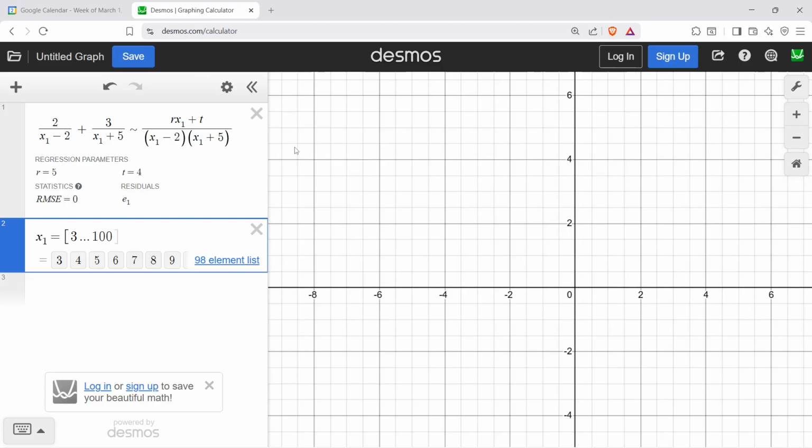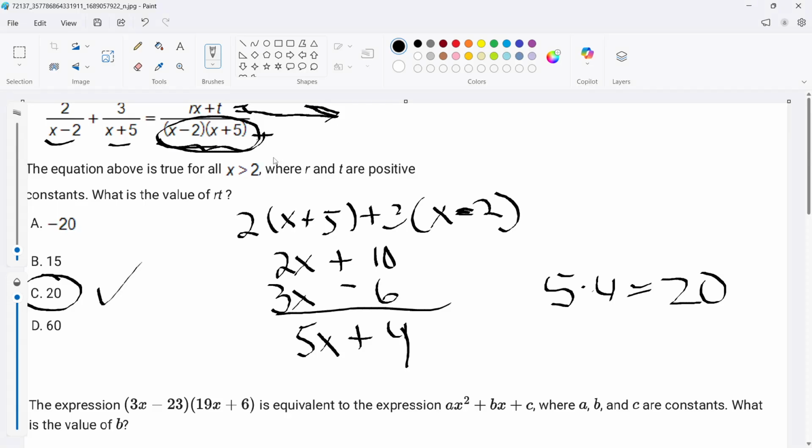I think you can only put 10,000 values. Well, that's, what is it, 3, 4 would be 2 values. 97, I think that's 98 values. All right, and now I'm good because it says r is 5 and t is 4, and I've got more than one value of x. Notice it doesn't show up here a value of x. X can be all kinds of different values. So r is 5, t is 4, 4 times 5 is 20, same answer.